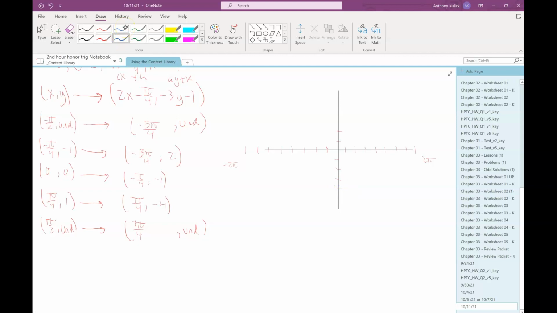So I like to start by putting my asymptotes in. So at negative 5, 2, 3, 4, 5. There's my asymptote. And there's another one at positive 3. Those are my asymptotes. Okay. And then I have negative 3 pi over 4 and positive 2. Negative pi over 4 and negative 1. And then I have positive pi over 4 and negative 4. So my graph kind of comes through like this.